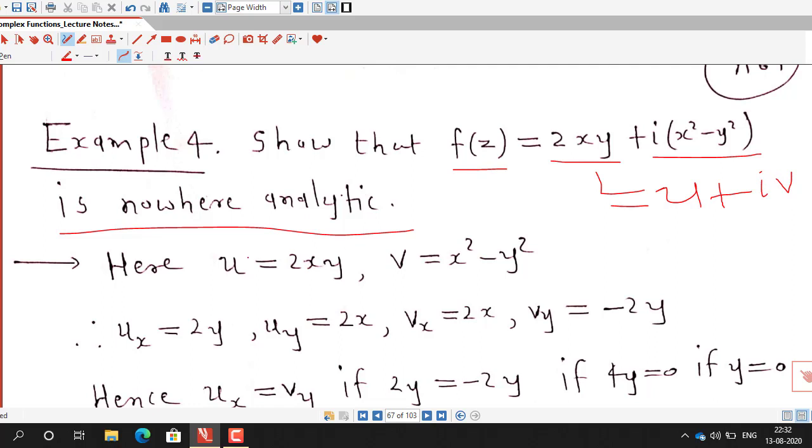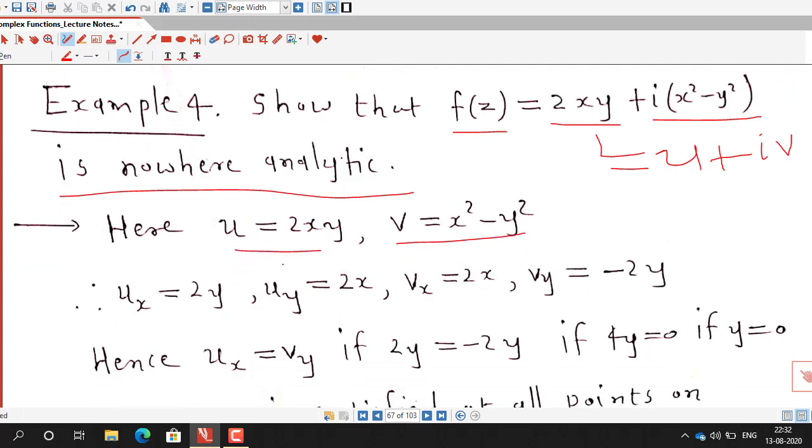So u is 2xy and v is x square minus y square. Del u by del x will be 2y, constant, derivative of x is 1. Del u by del y is 2x, constant, derivative of y is 1. Del v by del x is 2x and del v by del y is 0 minus 2y, that is minus 2y.